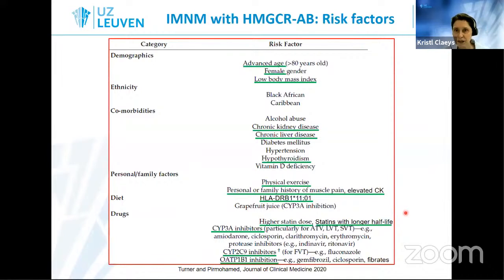There are several risk factors that have been reported, especially advanced age, female gender and a low body mass index, also chronic kidney and liver disease, hypothyroidism. Also, physical exercise can be a risk factor to develop the necrotizing myopathy due to the HMGCR antibodies. A personal or a family history of muscle pain and elevated CK, because we know that statins can trigger symptoms of a previously undiagnosed myopathy.